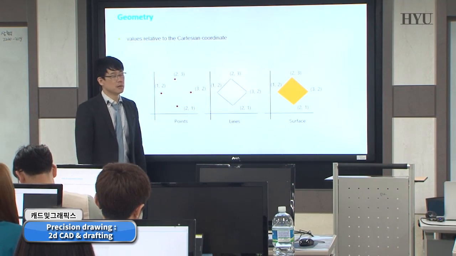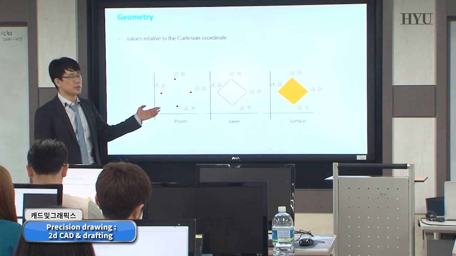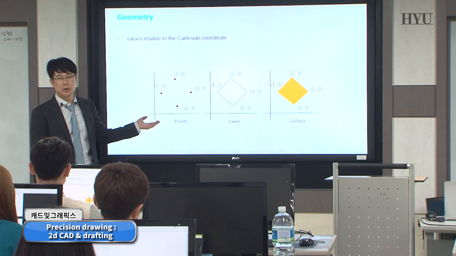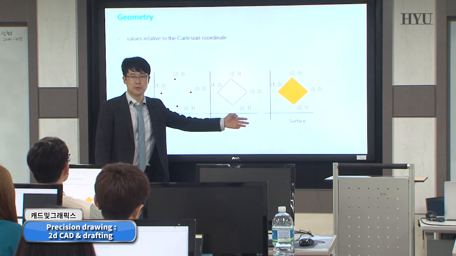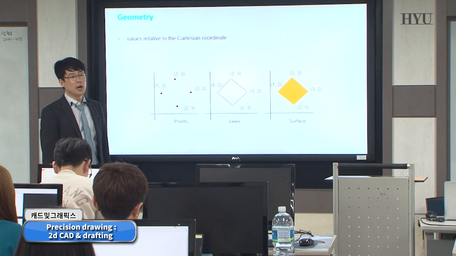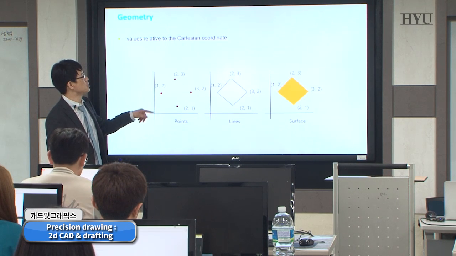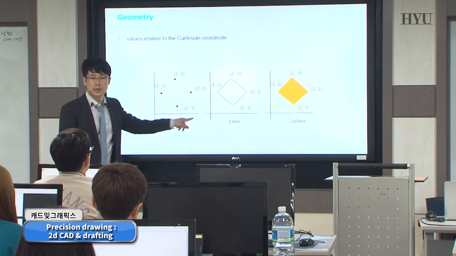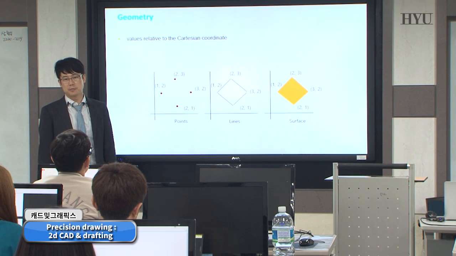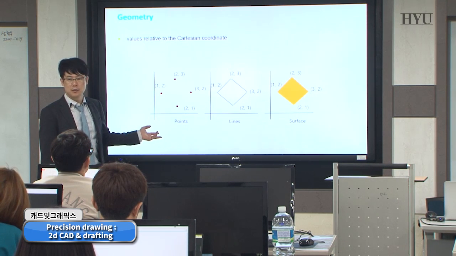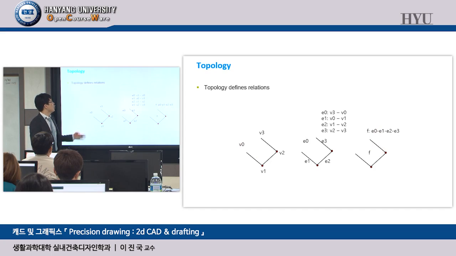That's the mathematical definition of this rectangle shape, okay? A series of definitions for the rectangle shape. Now the computer can recognize this one based upon this XY coordinate system. This is geometry, okay? How about topology?